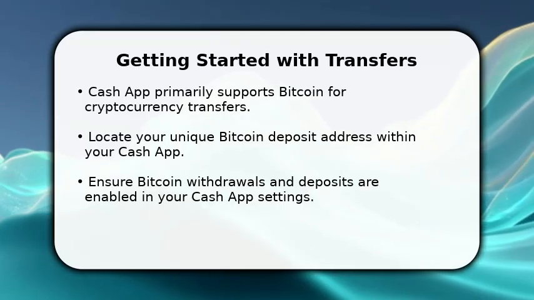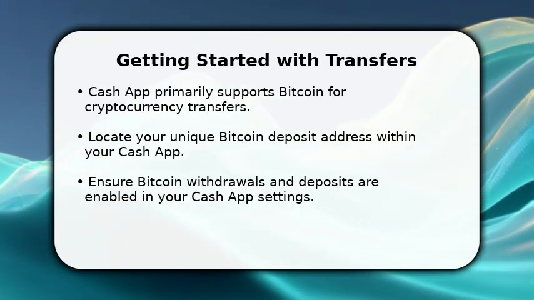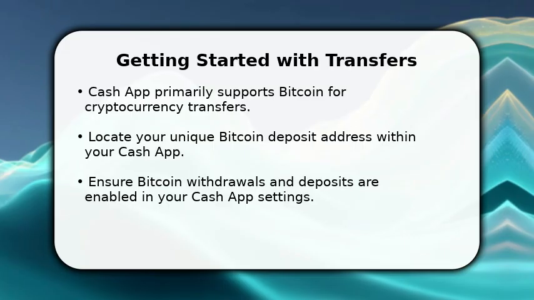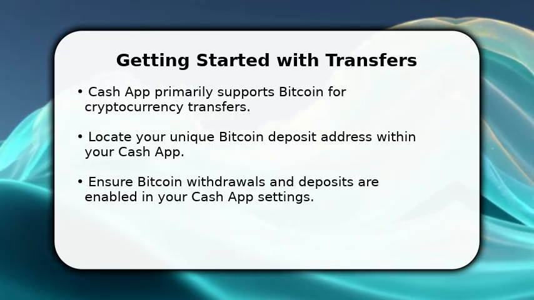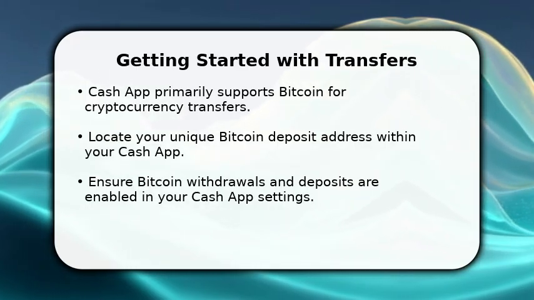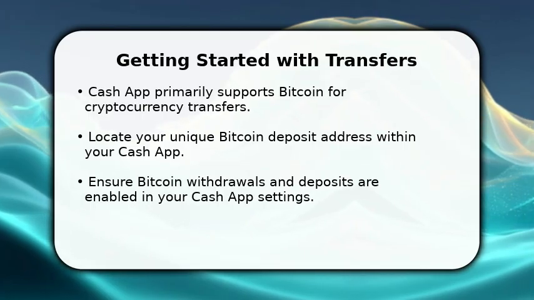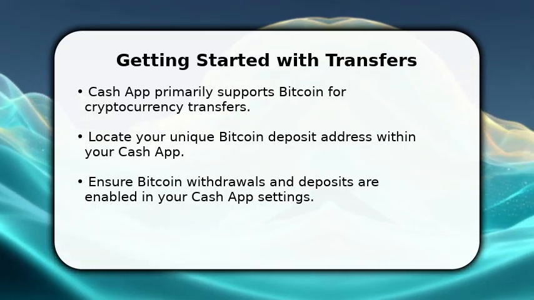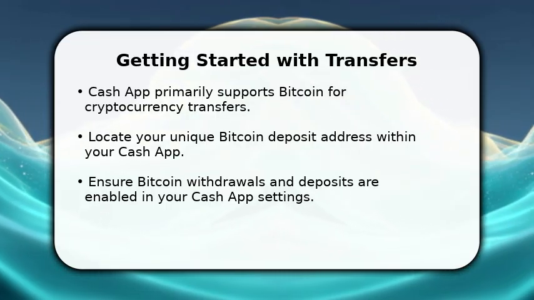In this video, I will show how to connect Trust Wallet to Cash App. First, open your Cash App and navigate to the Bitcoin section. You'll need to find your unique Bitcoin deposit address there. This address is crucial for receiving funds. Remember, Cash App mainly handles Bitcoin, so any other cryptocurrencies will need conversion. Also, confirm that Bitcoin deposits and withdrawals are fully enabled in your Cash App settings before proceeding.